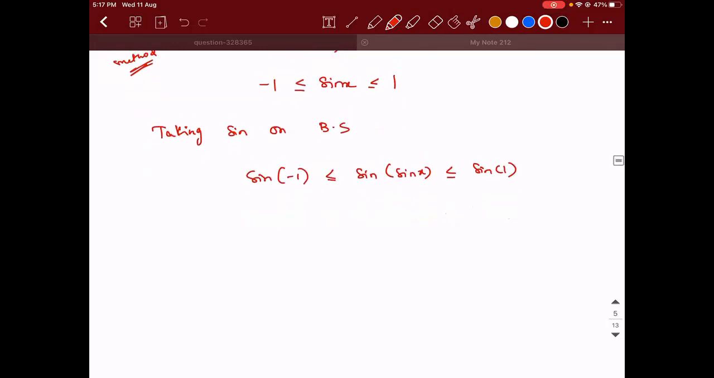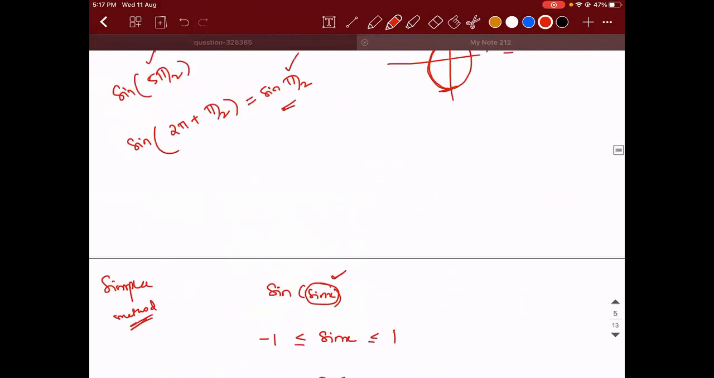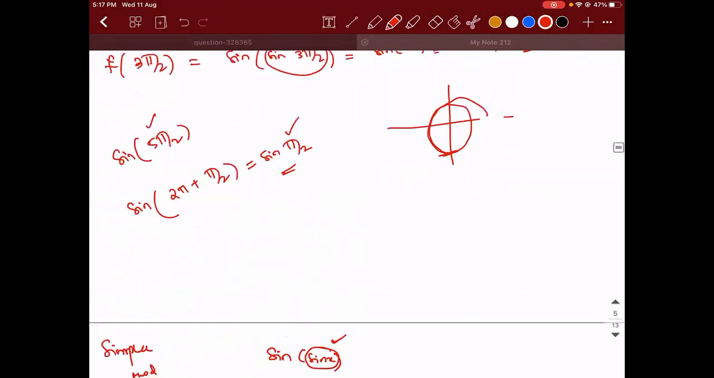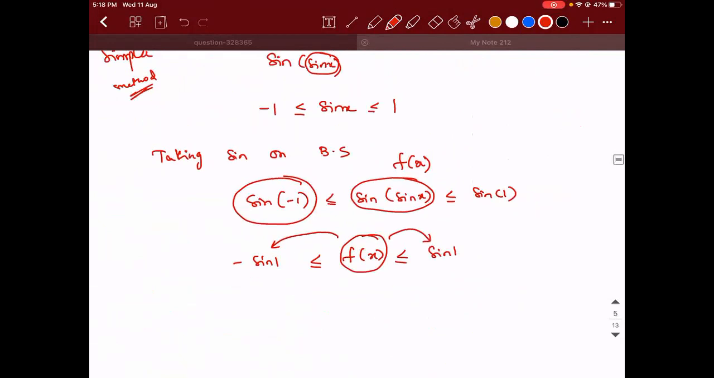Yes, sir. So sine of sine x is nothing but f of x. Correct? Sine of minus 1 is minus sine 1. So minus sine 1 is less than or equal to f of x, which is less than or equal to sine 1. This means the maximum value of f of x is sine 1 and the minimum value of f of x is minus sine 1. That is what we got by doing differentiation also. Are you able to understand that? Yes, right, we finished 3 steps. So this method is accepted. Generally, this is used only for competitive exams, but okay, this time we can use it.